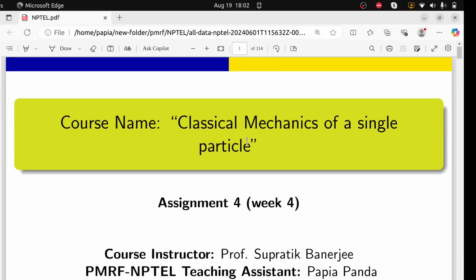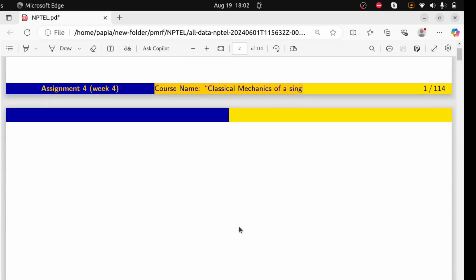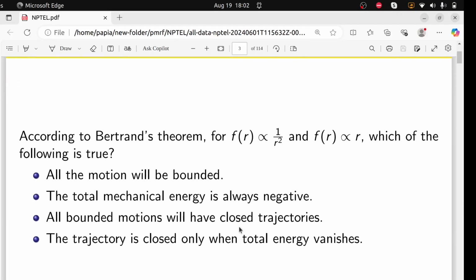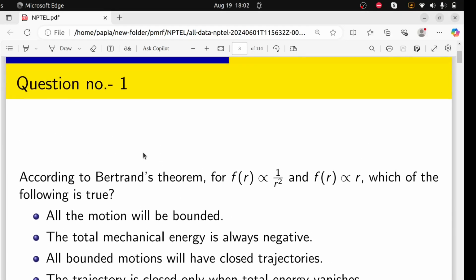Here we will talk about some important questions based on the assignment for week 4 lectures, and these will be previous year questions, obviously. Okay, let's start. This is the first question. According to Bertrand's theorem, for F(r) proportional to 1/r² and F(r) proportional to r, which of the following is true?